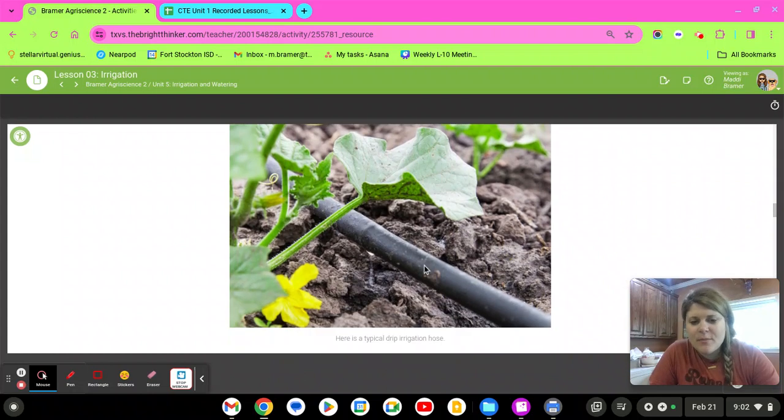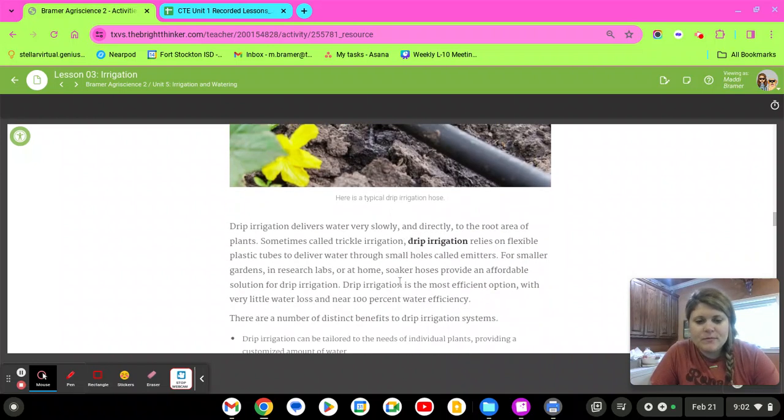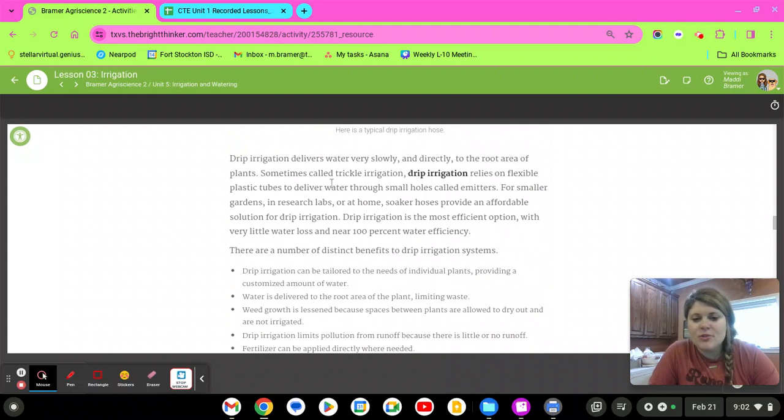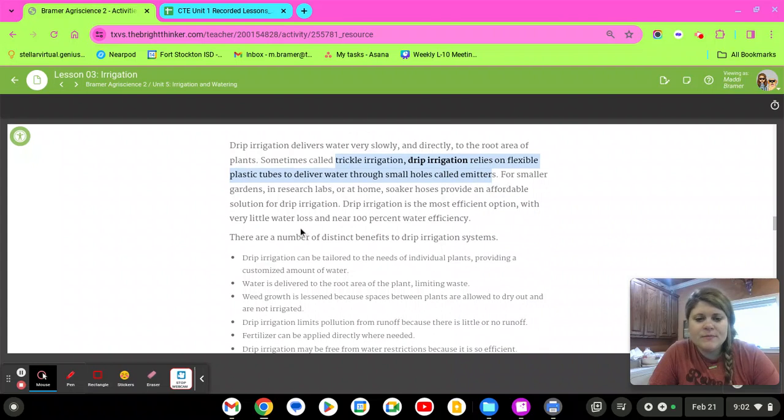Then we have drip. This is used in gardens a lot. If you've ever heard of a soaker hose, this is a form of drip irrigation. Usually it's a small pipe like this or hose with little holes in it. And so very slowly, it's going to just drip water into the soil. So it does it very slowly. Sometimes it's called trickle irrigation. It relies on plastic tubes to deliver water through small holes called emitters.